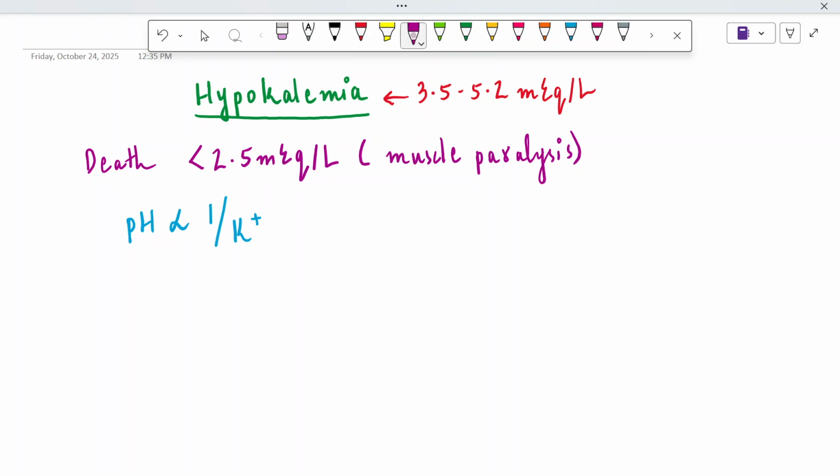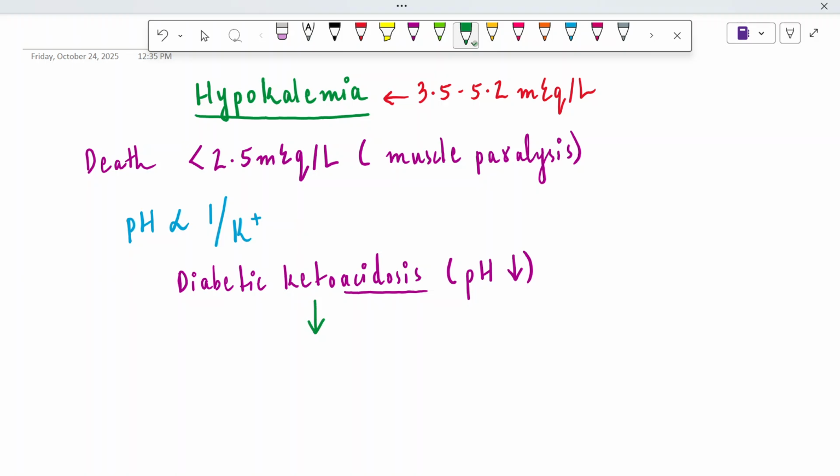Let's take an example of diabetic ketoacidosis, which occurs in diabetes mellitus type 1, in which there is a lot of ketone bodies inside the blood. So ultimately it's an acidotic condition, right? So the pH of the patient will be less because hydrogen ions are more.